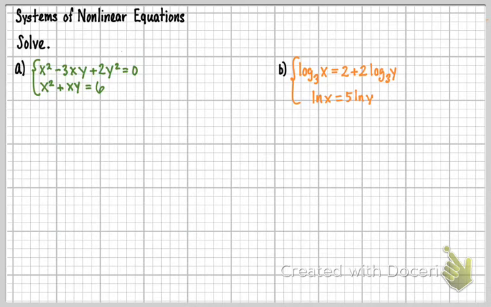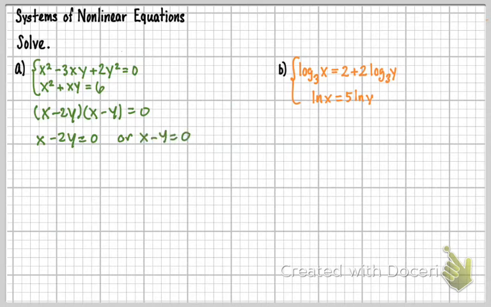So then I notice this 0 here, which tells me, oh, maybe I can factor this. So that's what I take a look at, and it actually does factor. That's going to be x minus 2y and x minus y equals 0. And since I have a product here that equals 0, then either x minus 2y equals 0 or x minus y equals 0.